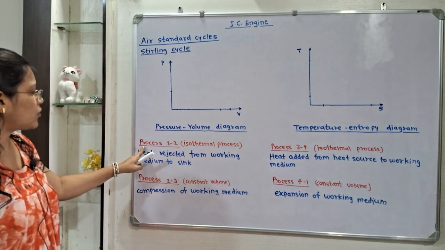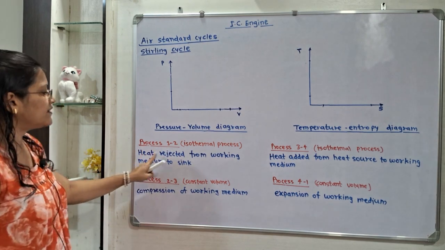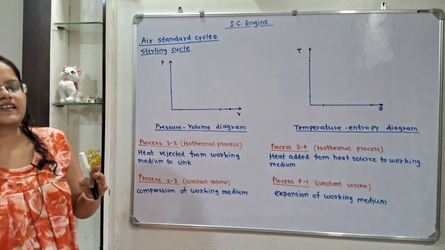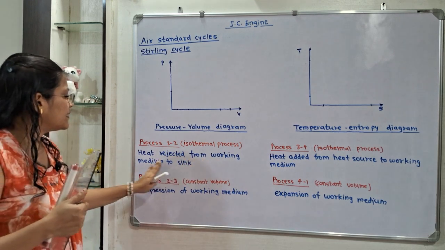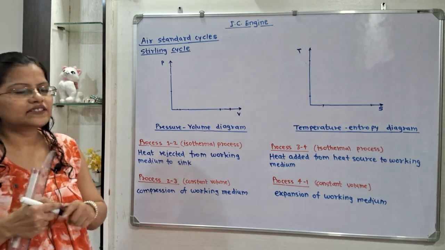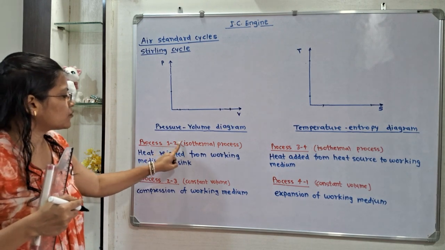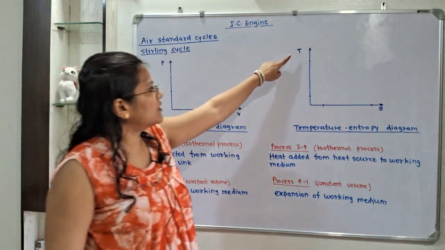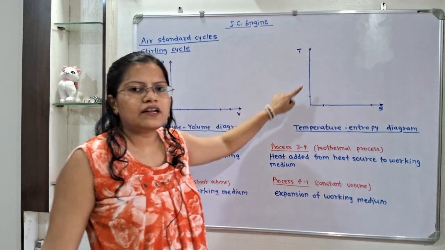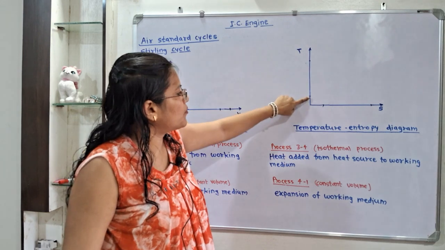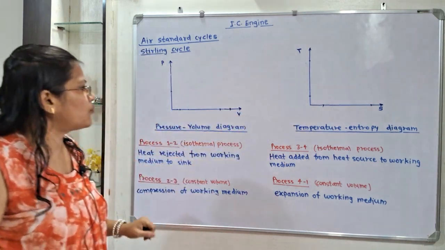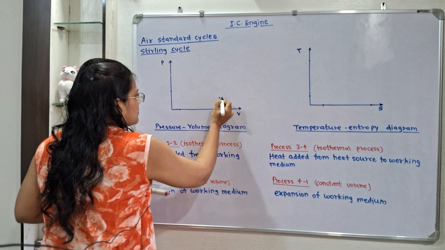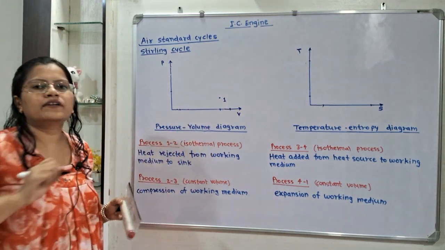First, we will take the process 1 to 2, in which heat is rejected from the working medium to the sink. So, heat is rejected to the sink and the working medium is air. This process 1 to 2 is taking place at the lower temperature. If we observe, temperature is the vertical line. This is the higher temperature point and this is the lower temperature point. So, we will select point 1 at the lower temperature. I will select point 1 here.